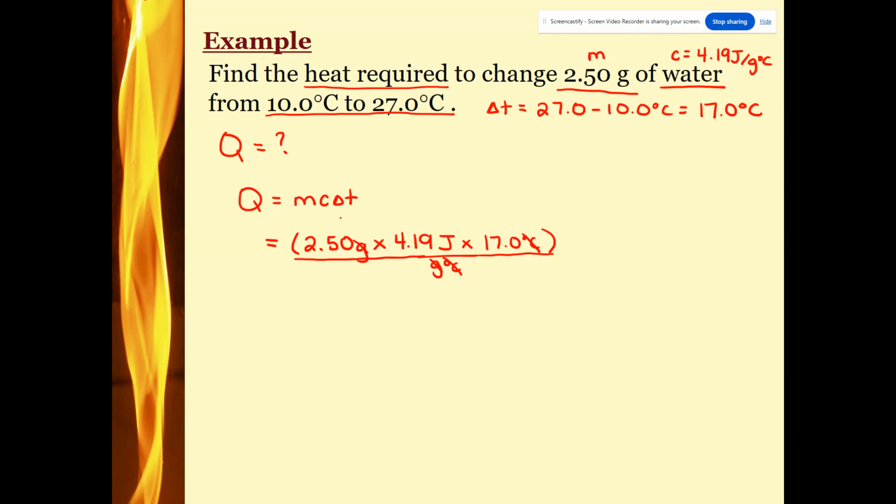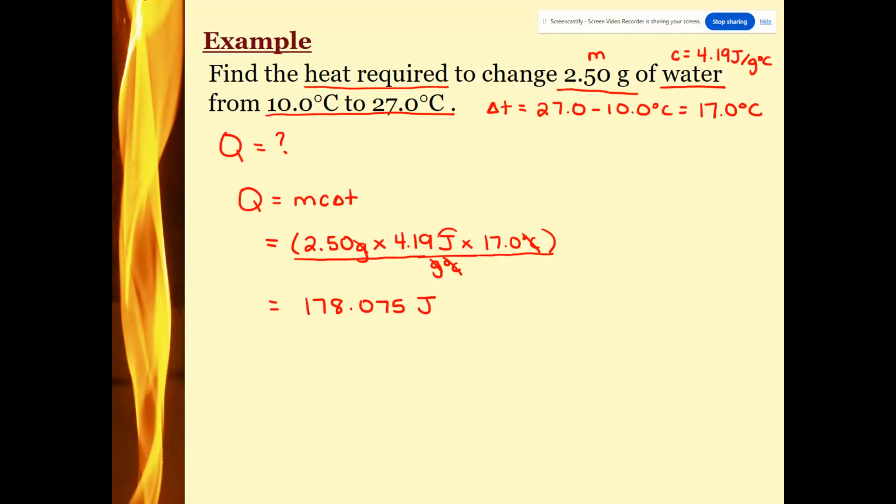I just, in my calculator, I'm going to put 2.50 times 4.19 times 17.0. So if we pop that into our calculator and follow along and do this calculation with me to make sure you know how to put it properly in your calculator, you'll get an answer of 178.075 joules.